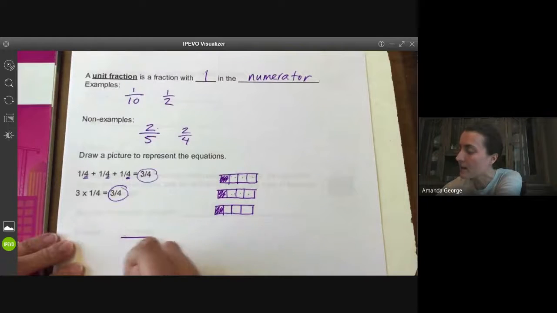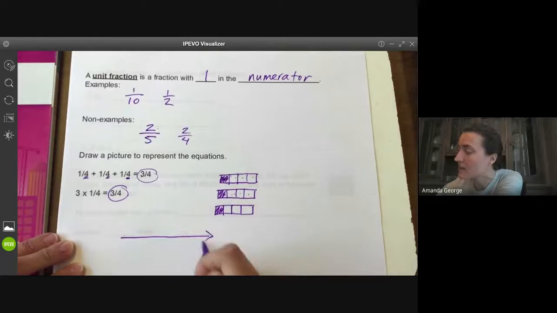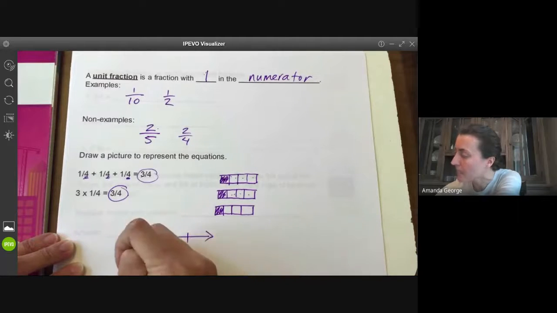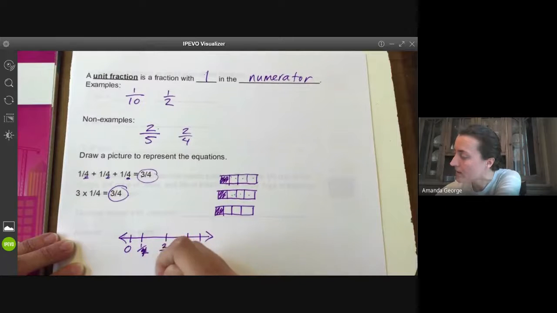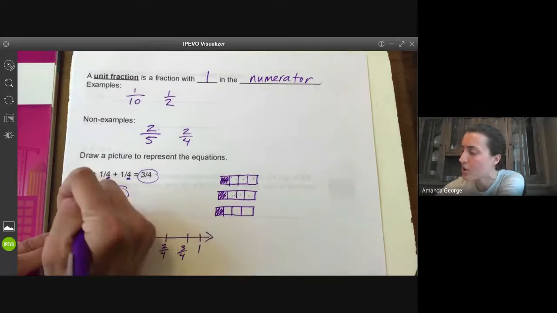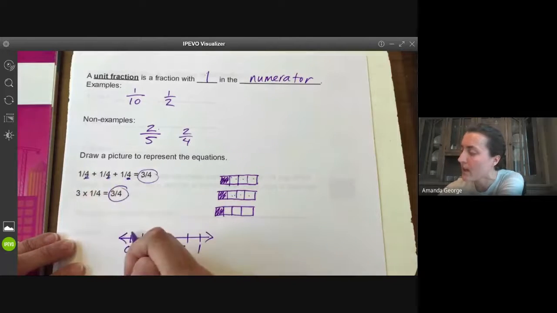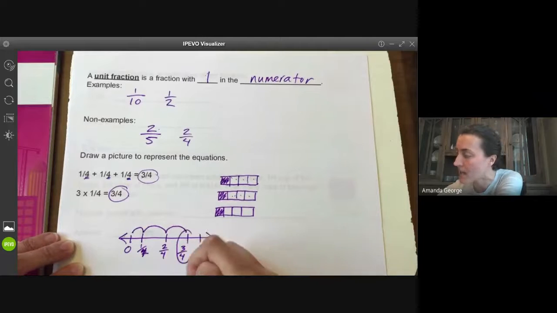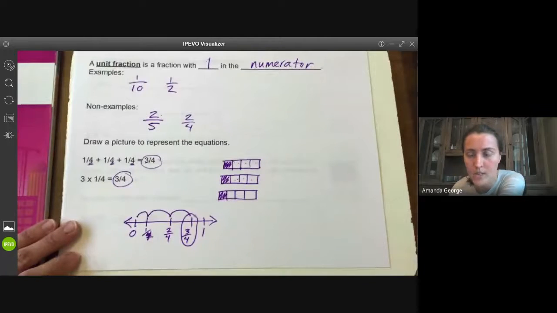You also might, or you will in your journal, see this on a number line too, right? So if I had, this is not perfectly equal, but I tried, 0, 1/4, 2/4, 3/4, 1. If I had equal pieces like that, and I'm showing 1/4 plus 1/4 plus 1/4, I'm going to start at 0, hop 1/4 plus 1 more fourth plus 1 more fourth, and it lands me at 3/4. So those are 2 ways to show these problems.